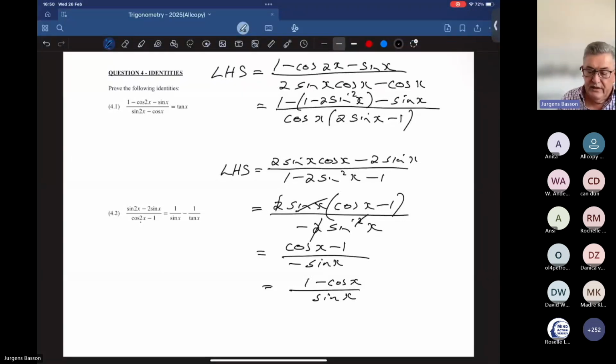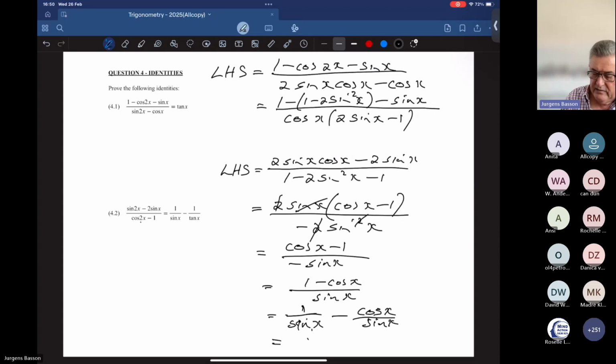Now, when I look at this one, you notice I've got my sine below the line, which I want. And now I can write it as two fractions. So I can write it as 1 over sine x, and then minus cos x over sine x.